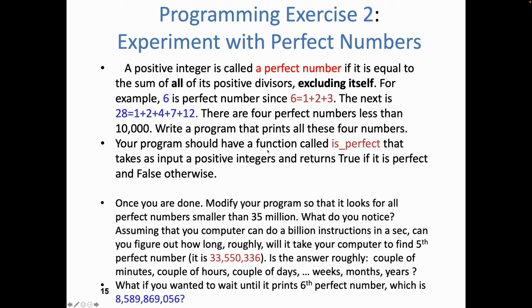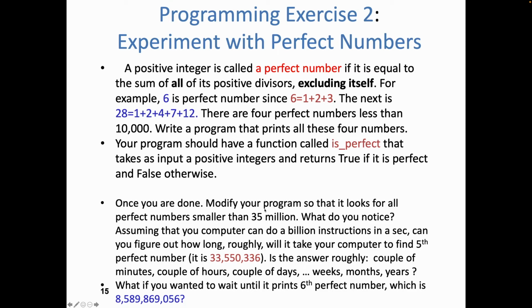Write a program that prints all these 4 numbers. Your program should have a function called isPerfect that takes as input a positive integer and returns true if it is perfect and false otherwise. So your function accepts an integer and returns true or false. Remember that here it is return, not print. So your function should return true or false.